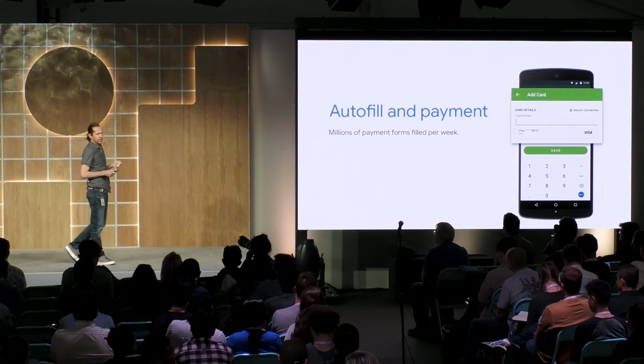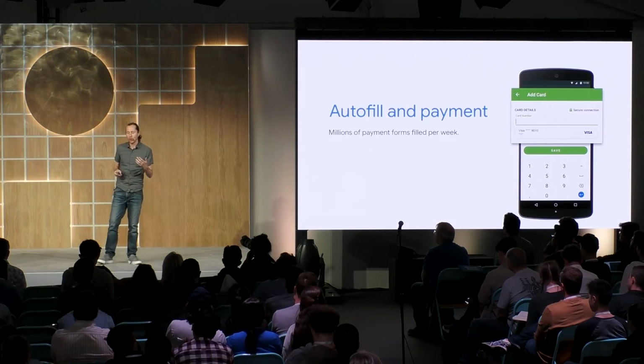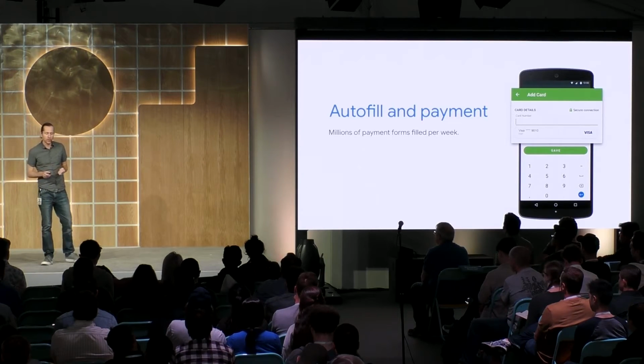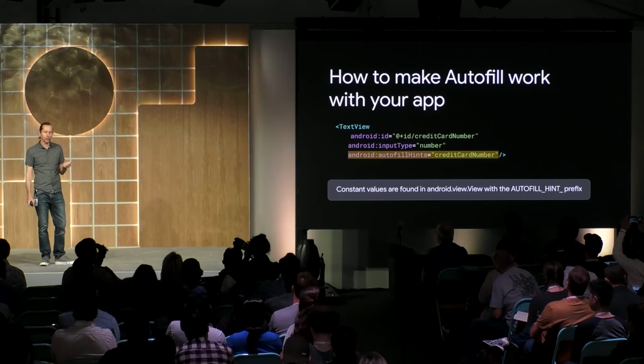Something you might be wondering is, how does autofill know when I tap on a credit card field that this is actually a credit card field? The way it works is that autofill services will use a bunch of heuristics or other techniques, and they will extract data from the views to figure out what that field is. But if you want to make sure autofill gets it right 100% of the time, there's something fairly easy you can do, and this is using autofill hints.